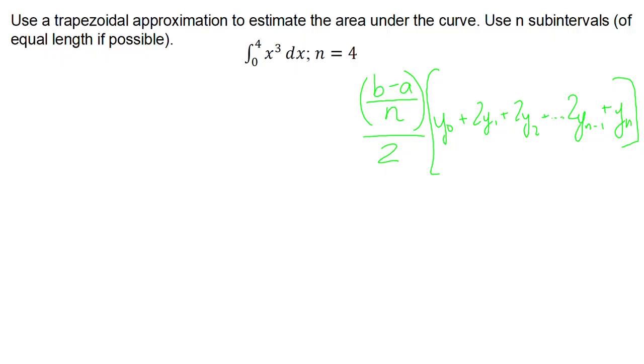And so in order to figure out what this is for this particular function, we just need to do, first of all, b minus a over n. So that'll be 4 minus 0, right, because our a and our b values are 0 and 4, divided by our number of subintervals, which is 4. So that gives us 1. So in the front here, our trapezoidal approximation is equal to 1 over 2, 1/2.